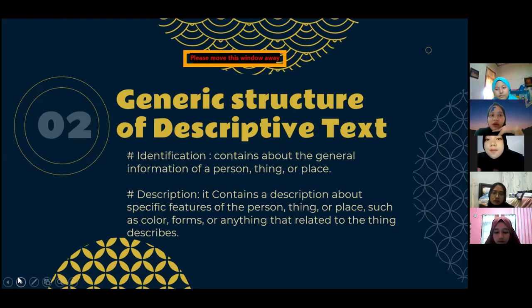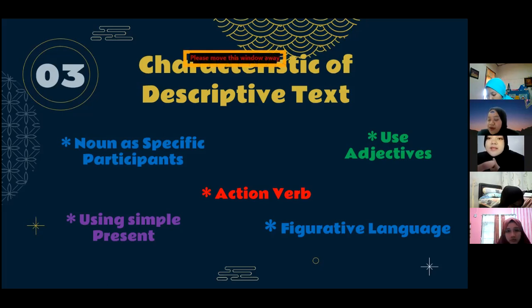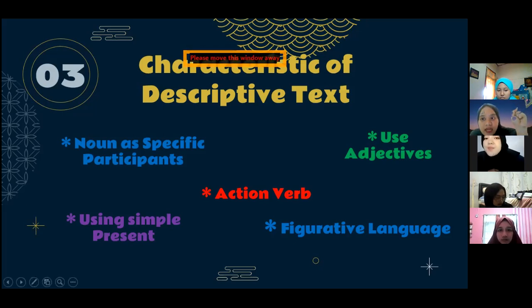Okay, good. So the next, we're going to talk about the characteristics. If you look back to the two examples that I gave, you always find a noun as the specific participant. Is Borobudur a noun? Yes, Borobudur is a noun. So the noun is the specific participant of the text, because Borobudur as a noun is described in the text. Do you get the point?